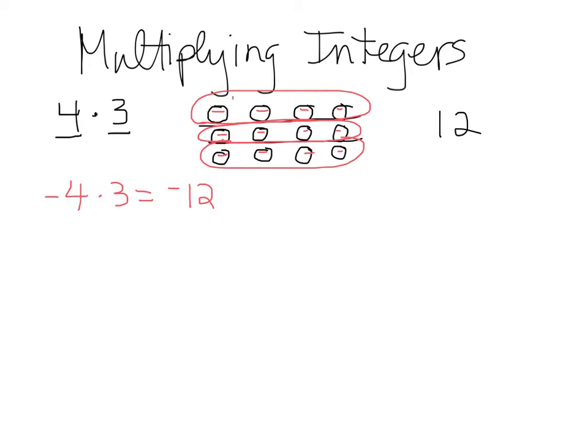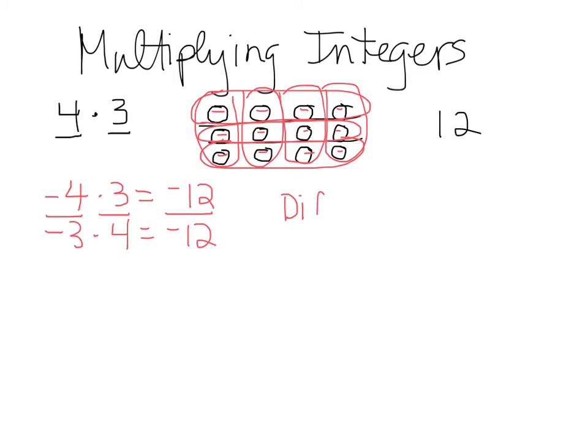I could use the same diagram to show that 4 groups of negative 3 is also negative 12. So these particular examples show when one of my numbers is negative and I multiply it by a positive, I get a negative. In other words, if I have different signs, it equals a negative.